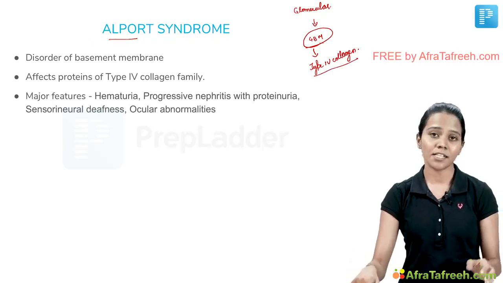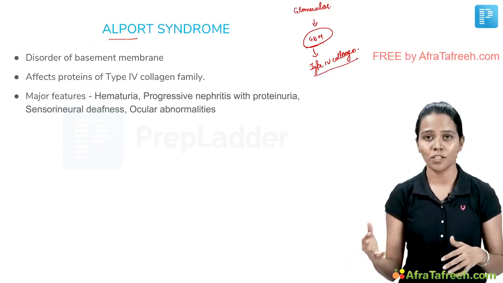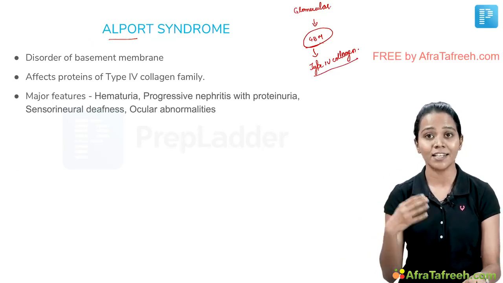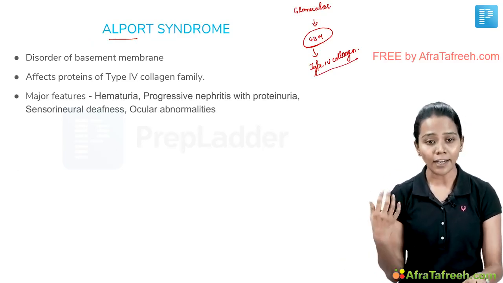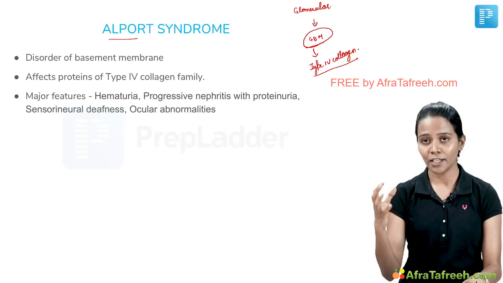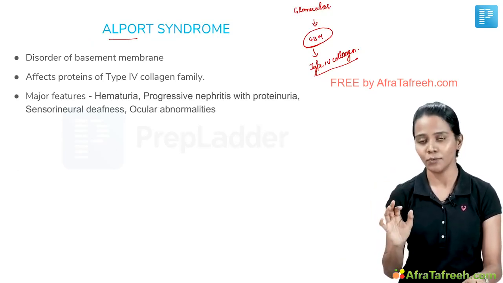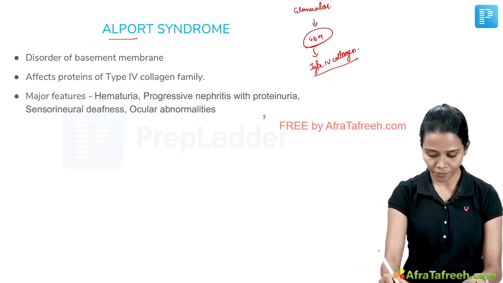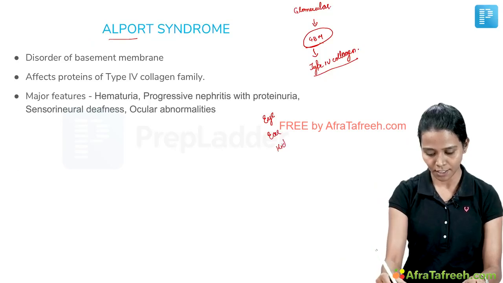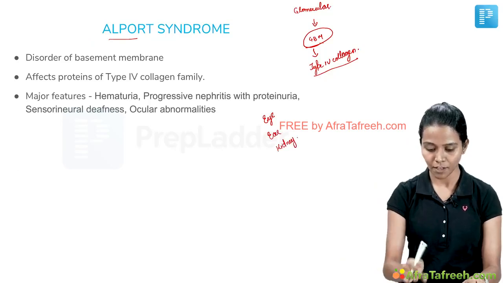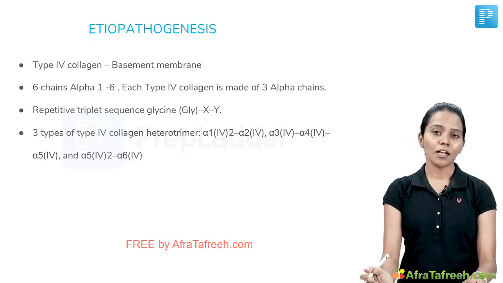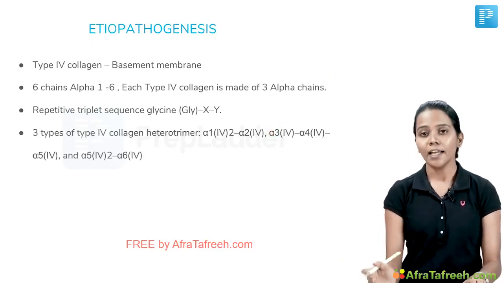This is a disease which has major features of hematuria, progressive deafness, nephropathy and also ocular abnormalities. So mainly eye involvement, ear involvement and also kidney involvement. These are the main things that are seen in Alport syndrome. Eye plus ear plus kidney, right? Now, coming to the etiopathogenesis.